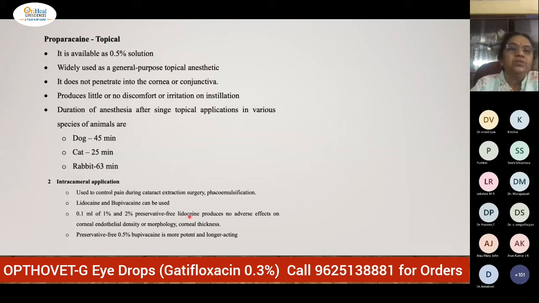Proparacaine is commonly used. It is available as 0.5% solution and is a very widely used topical anesthetic. The advantage is it does not penetrate the cornea and conjunctiva, so it will be there on the surface only, and it won't produce any discomfort to the patient.